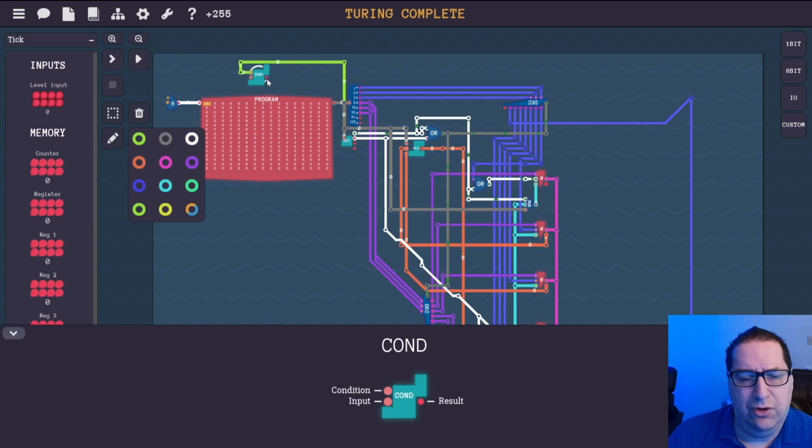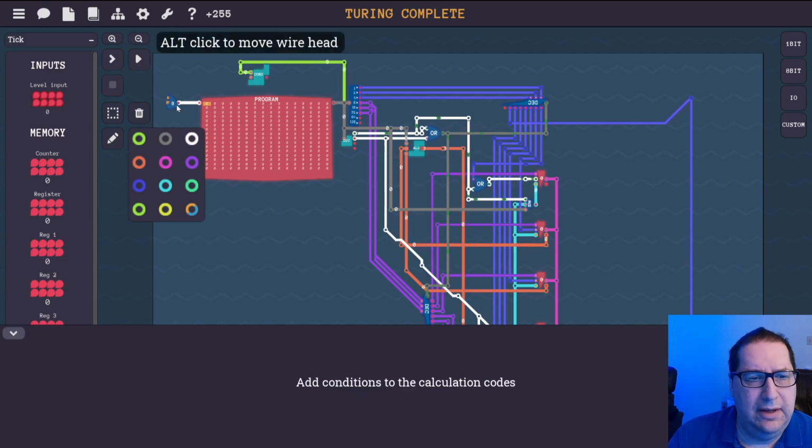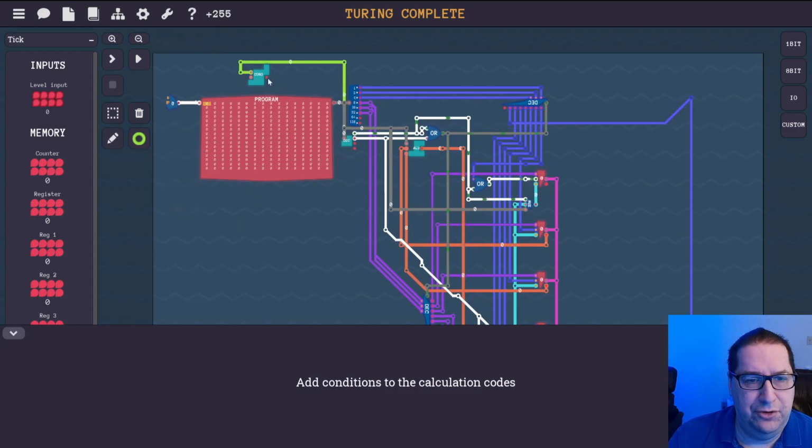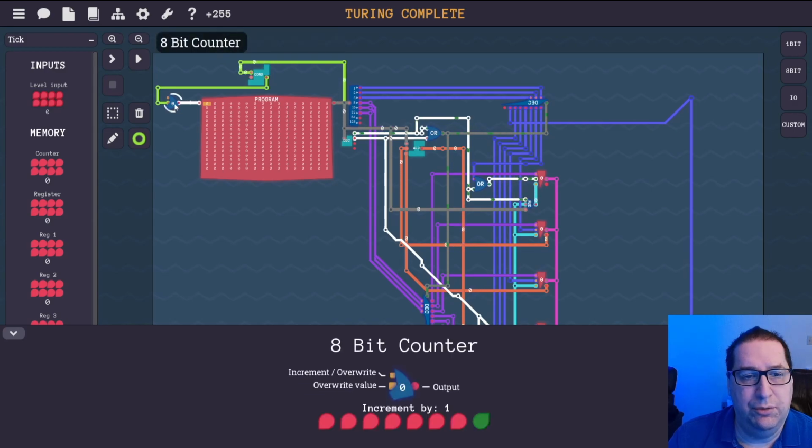We have the result. So the result is going to be true or false. And therefore, it's going to go here to our 8-bit counter. And that result is going to indicate whether or not we actually use the input to the program counter. So it's going to the overwrite bit right there. A little bit of a run there. I don't love that, but that's okay.